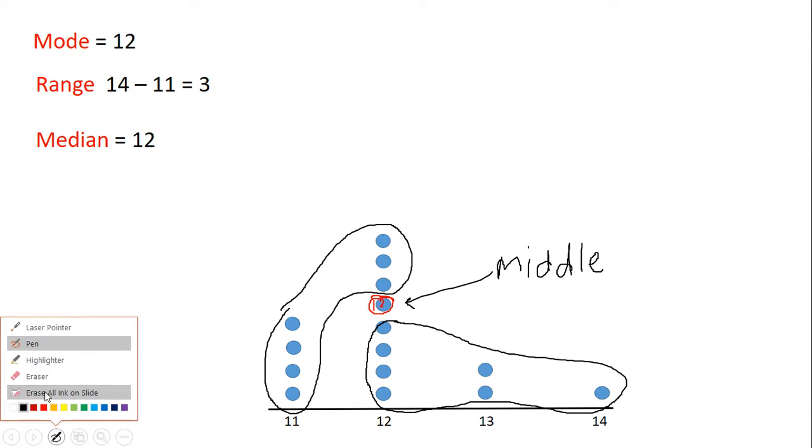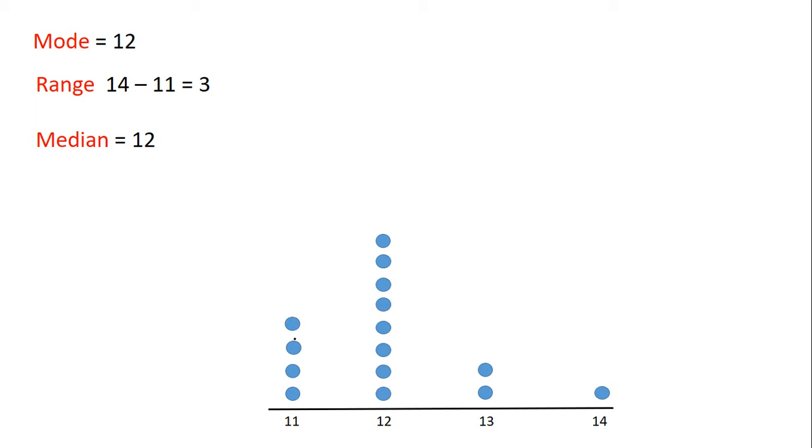You can also find the mean from a dot plot. Remember, the mean is when you add up all of the values and divide by the number of numbers. So we have 4 11s. So 11 times 4 is 44. We have 8 12s. So 12 times 8 is 96. We have 2 13s. So 13 times 2 is 26. And we have 1 14. So now we can add up 44 plus 96 plus 26 plus 14, and we will get 180. So that's adding up all of these values. Okay, 11 plus 11 plus 11 plus 11 is 44.